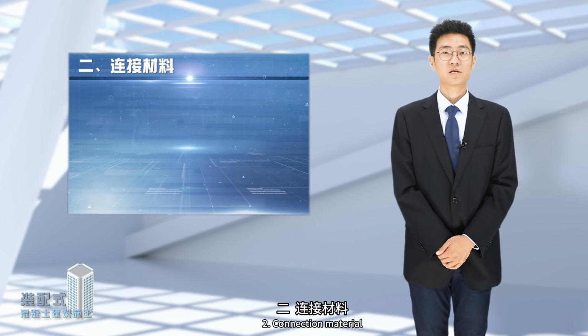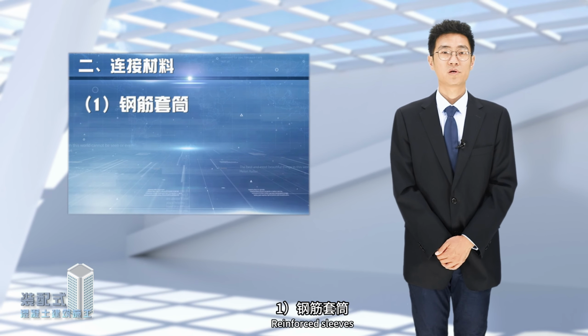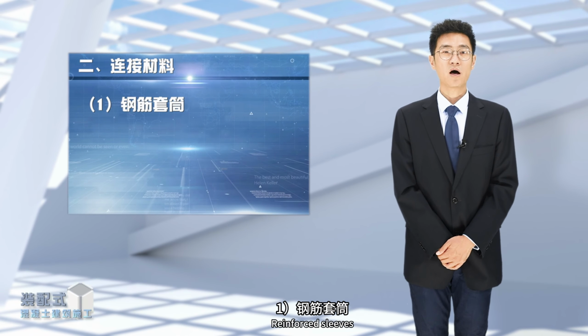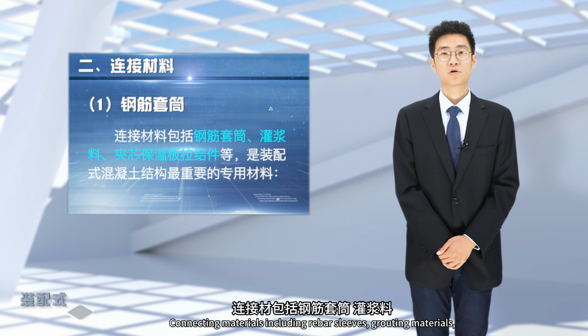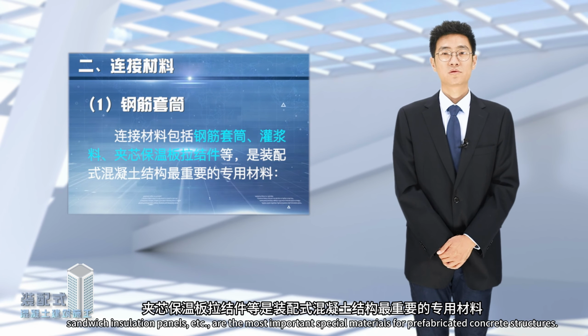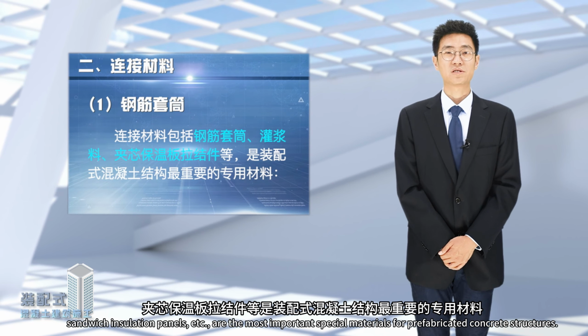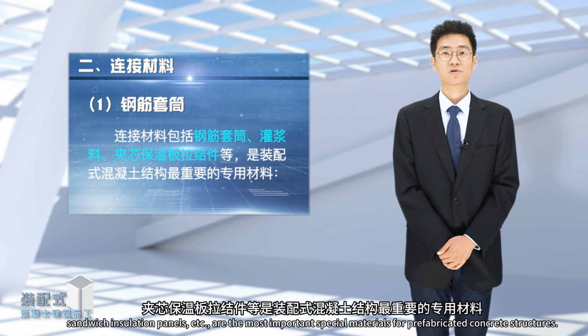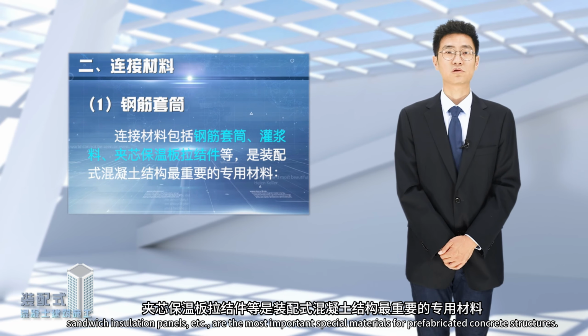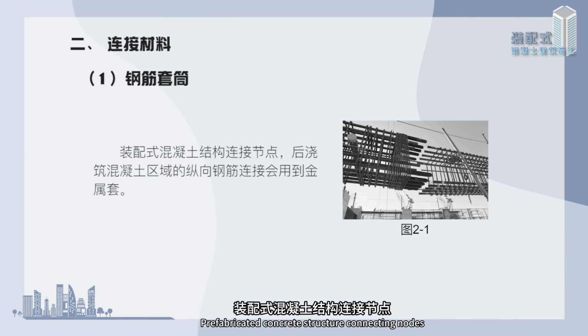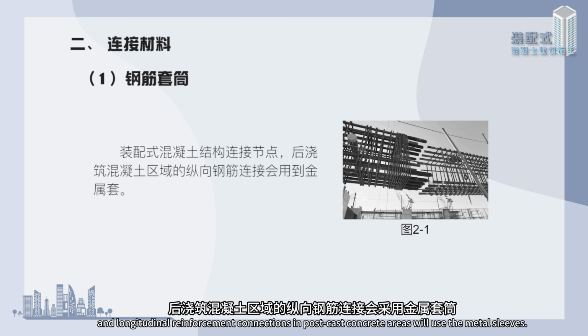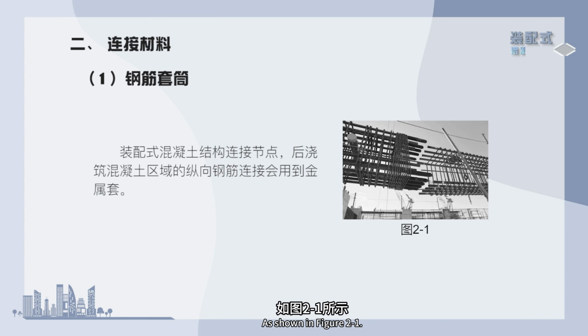2. Connection material. Reinforced sleeves. Connecting materials, including rebar sleeves, grouting materials, sandwich insulation panels, etc., are the most important special materials for prefabricated concrete structures. In prefabricated concrete structures, connecting nodes and longitudinal reinforcement connections in post-cast concrete areas will use the metal sleeves, as shown in Figure 2-1.